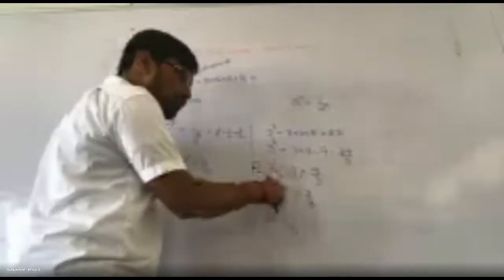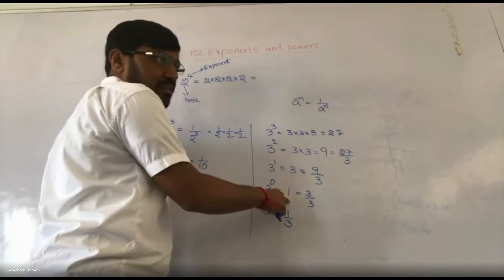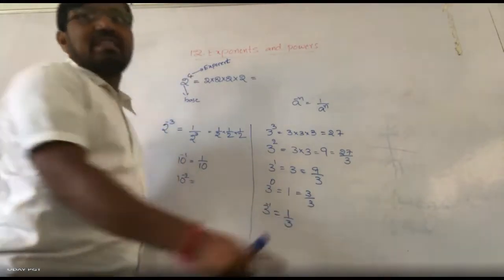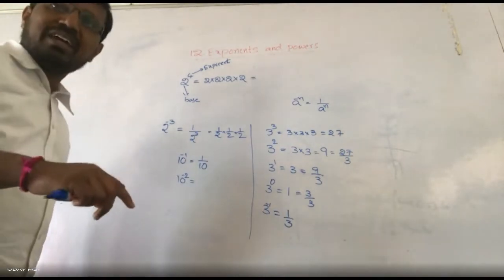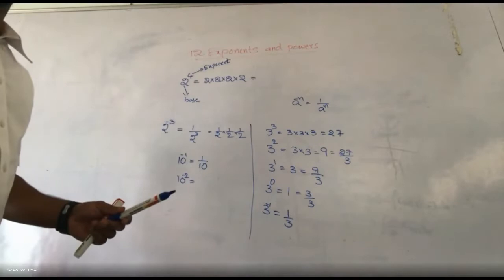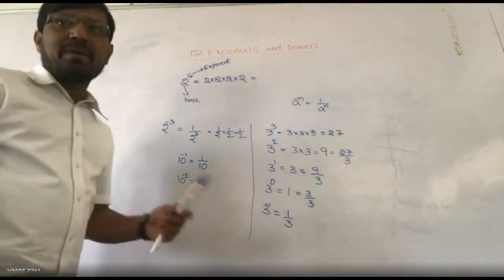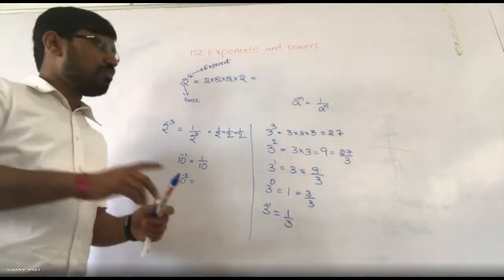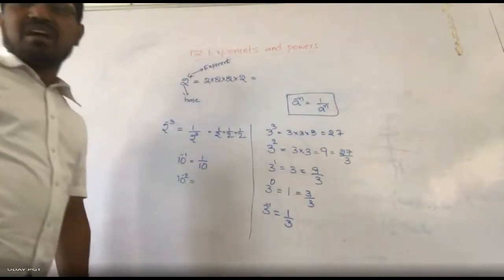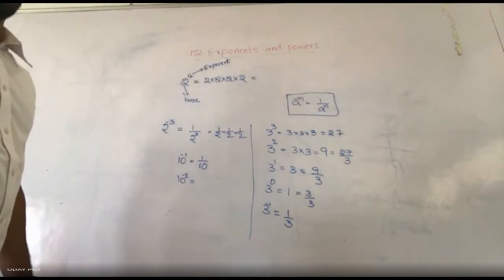By 3 to the power of 0, we get 1. And 3 to the power of minus 1, we get 1 by 3. In the same way, 3 to the power of minus 2, we get 1 by 3 square. So from this, you can observe that any number with a negative power, a to the power of minus n, can be written as 1 by a to the power of n.